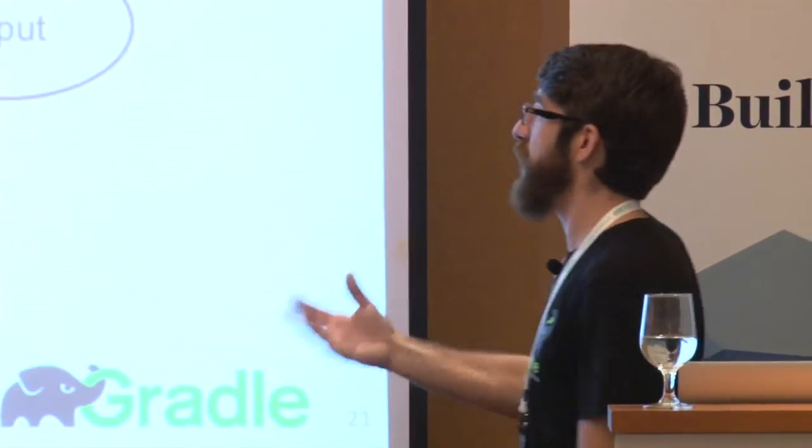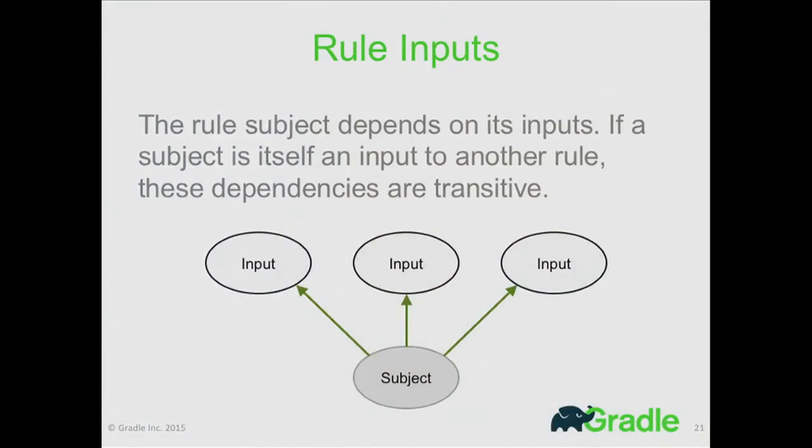So this slide is just demonstrating that a subject depends on its inputs, and we basically create a graph of these, right? In that case, the task container contained a person, and if person was a subject to a rule that also had inputs, so on down the line, right? So we evaluate all this configuration in the correct order.